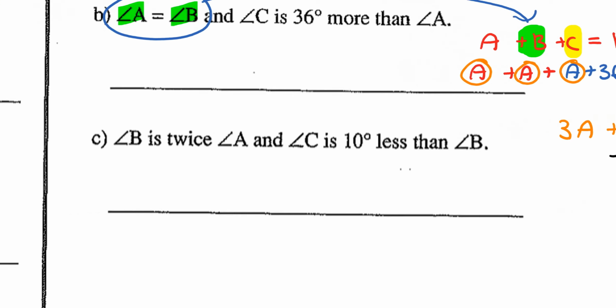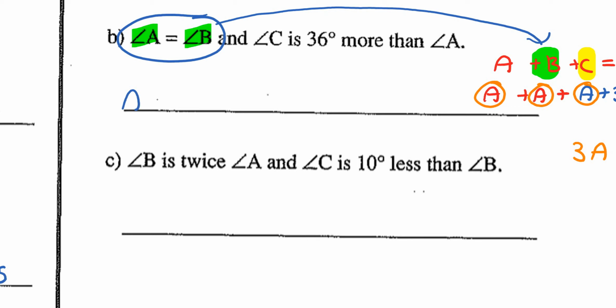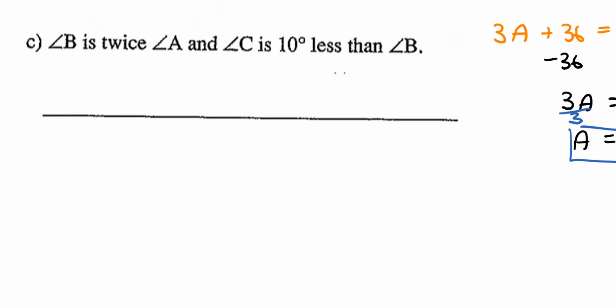Okay, so let's go back and update our problem now. I know angle A is going to be 48 degrees. I know angle B has to be 48 degrees. And angle number C, I'll just do 180 minus 48 minus 48, which is going to be 84 degrees. But 48 plus 36 is also going to be 84 degrees there. And that's how you can do question number B there.